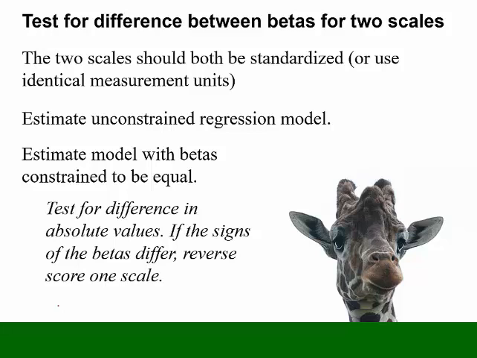A few things to note when you're doing this. One is that it's important to make sure you're measuring both variables using identical units. If you're not using identical units, then you can't compare them. And the best way to do that is simply to standardize your variables, make sure everything is turned to z-scores prior to analysis so that you're measuring both scales in standard deviation units.